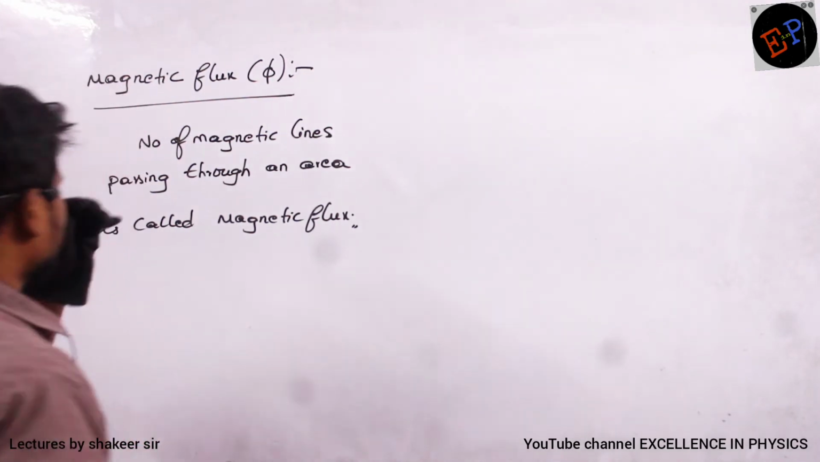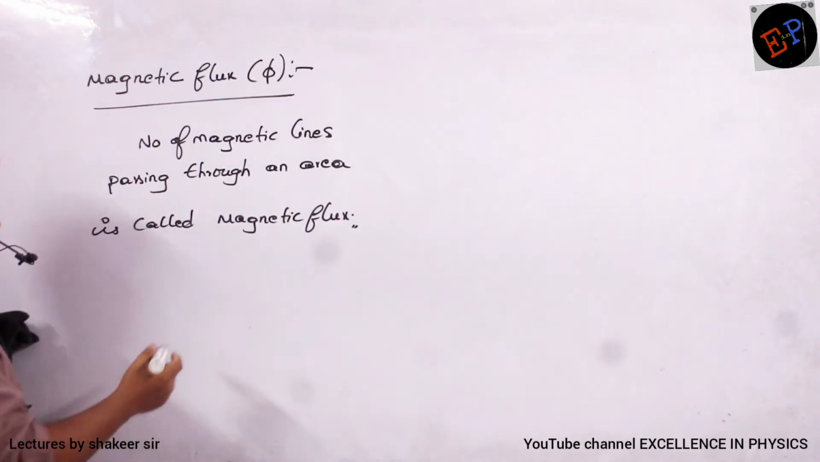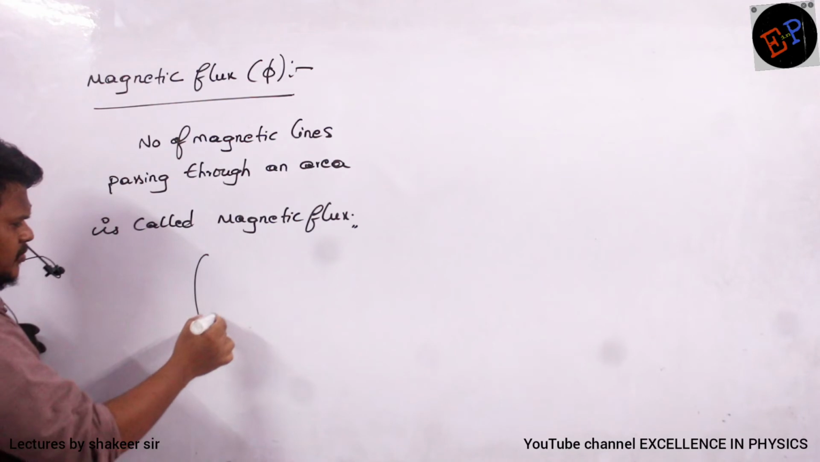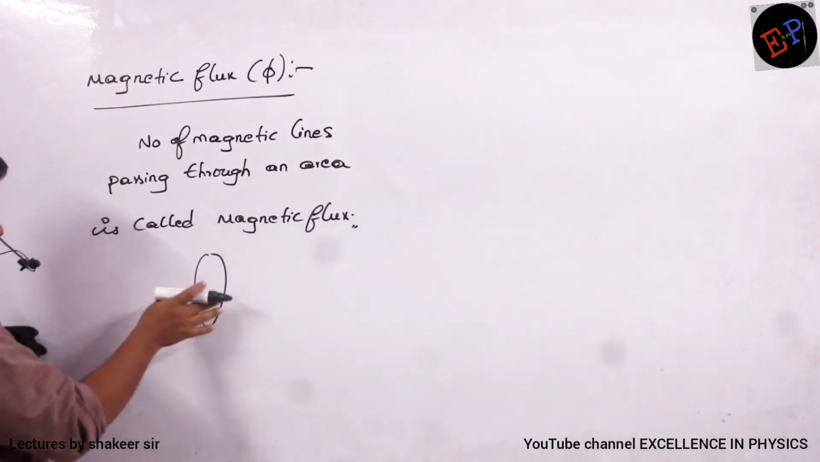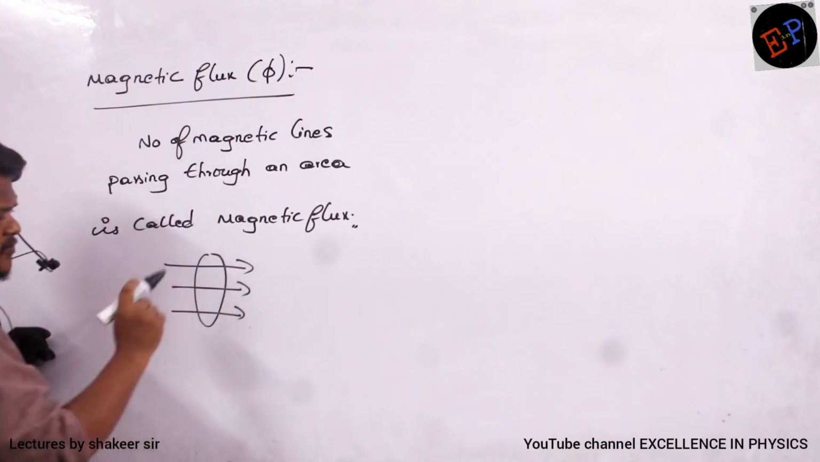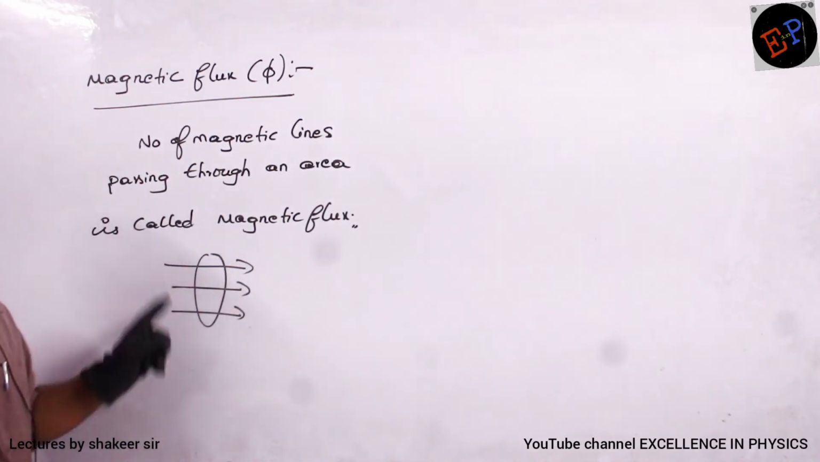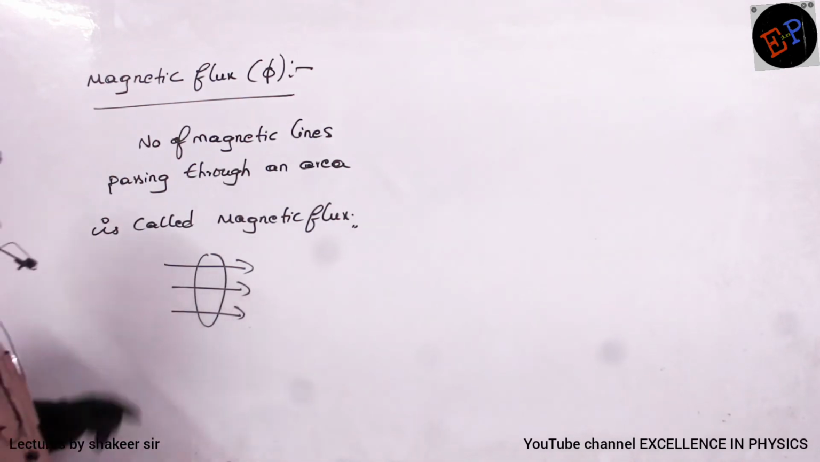Okay. Next we are studying magnetic flux. What is meant by magnetic flux? For example, if you take a unit area, how many magnetic lines are traveling through this area, that is called magnetic flux. Are you able to understand? How many magnetic lines cross a unit area, that is called magnetic flux.